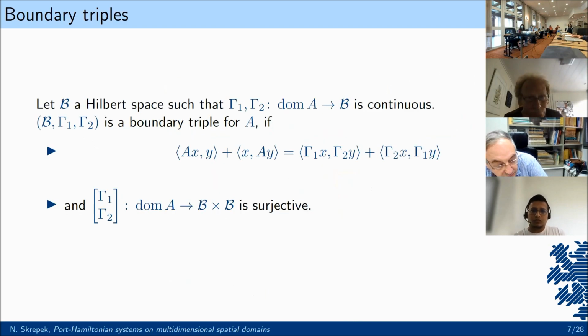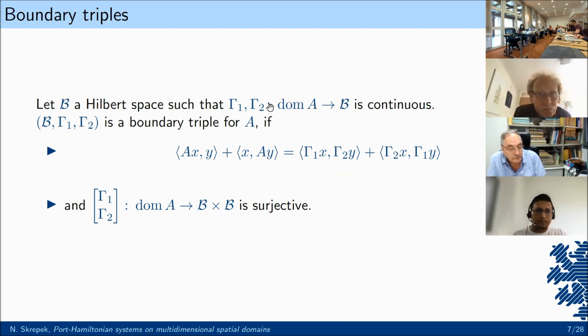Okay, so back to the solution theory. One important tool for all of this is boundary triples. A boundary triple is just a Hilbert space with two boundary operators. Normally, the Hilbert space is a boundary space, such that these boundary operators map from the domain of our differential operator into the boundary space, and they satisfy an abstract Green identity, and the combined mapping is surjective.